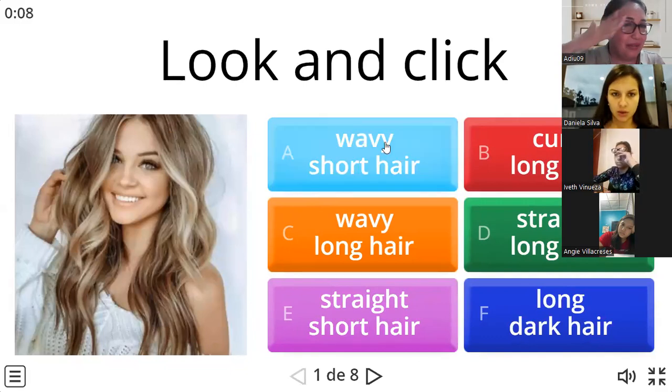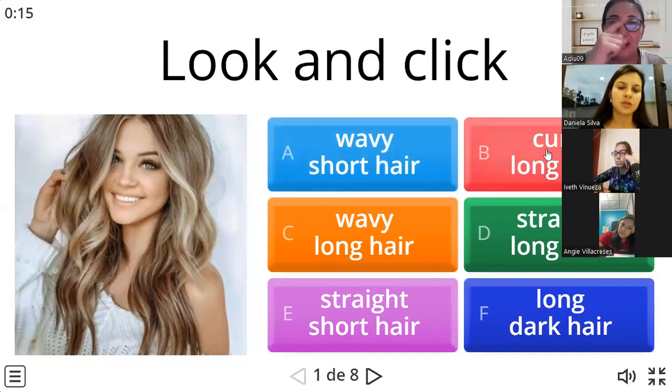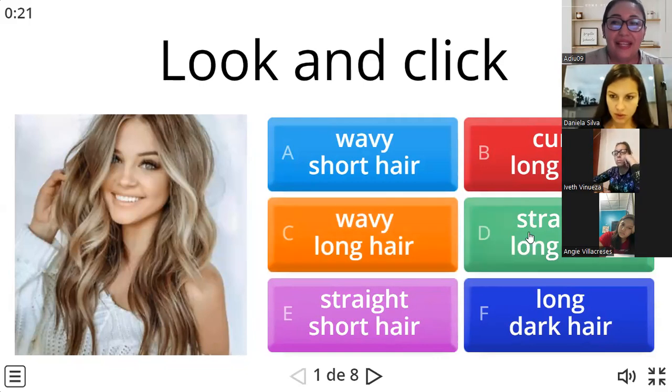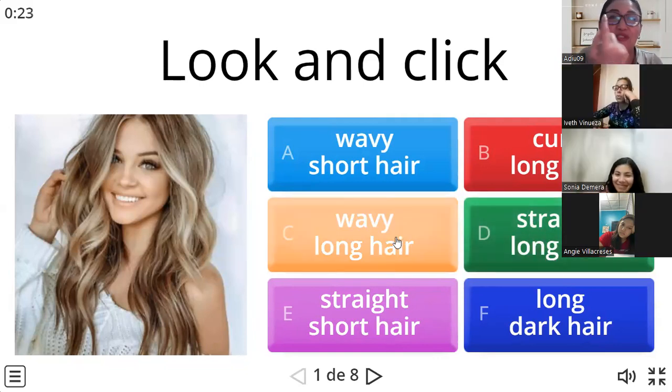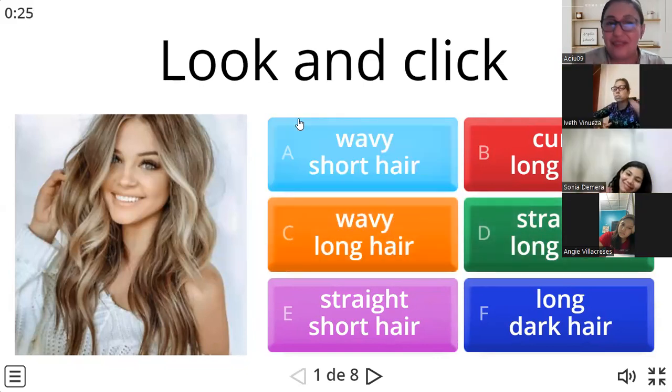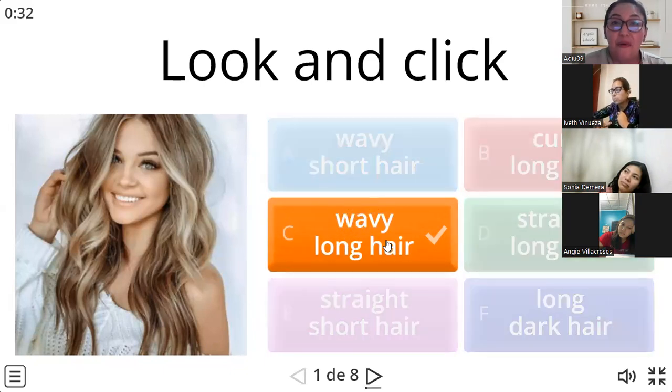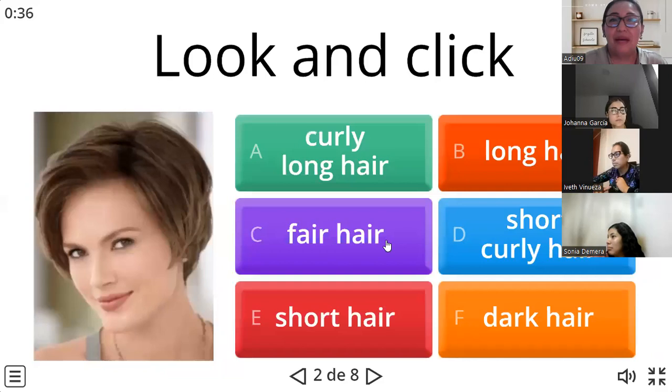Wavy. What does it mean wavy? Como que tiene ondas, solamente ondeadito. Wavy short hair, curly, bien rizadito. Wavy long hair, straight. So we have to choose only one. Okay, so the proper description would be wavy long hair. Es la descripción que más se ajusta, right? To the picture we're looking at.